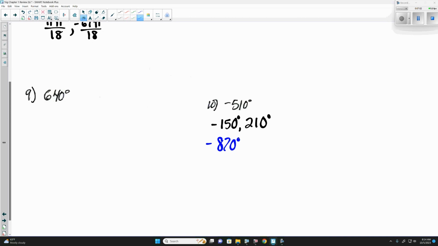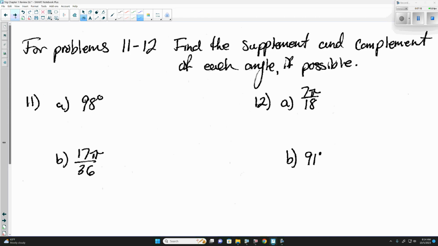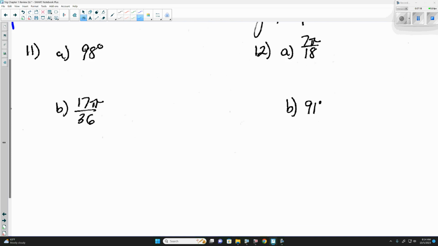But instead of, if I'd have subtracted first, I would have got negative 870. I added, it would have given me negative 150. It doesn't count as our positive. We have to add it again. So there's different ways to get it. Questions on any of this here?